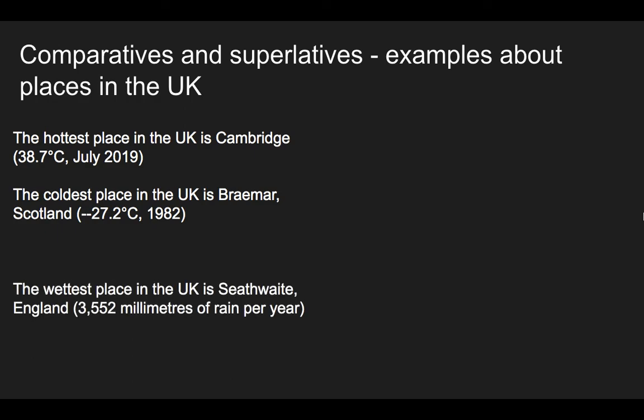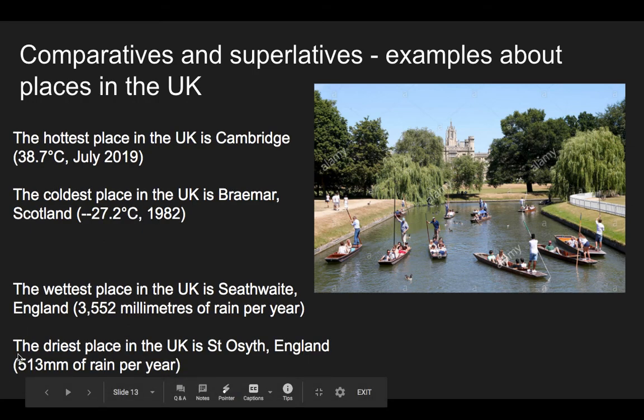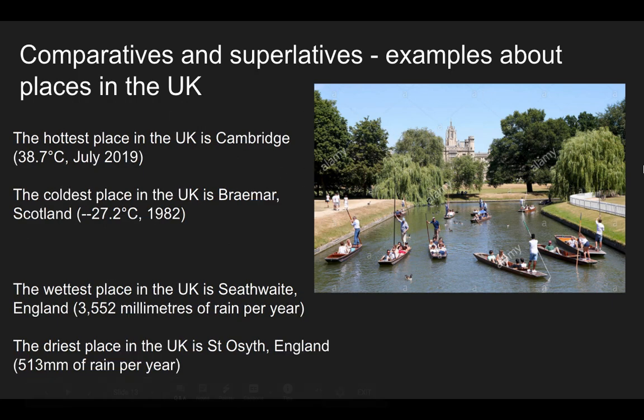The wettest place in the UK is Seathwaite. It has 3,500 millimeters of rain every year. And the driest place is St. Osyth. They just have 500 millimeters. Here you can see Cambridge in the summer. It's very hot. It's not always 38 degrees, but this time it was.